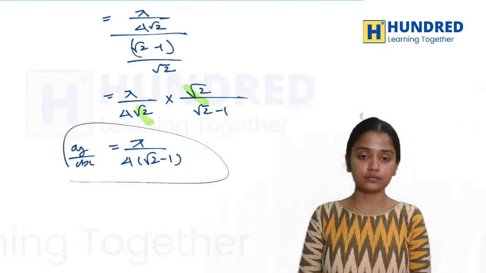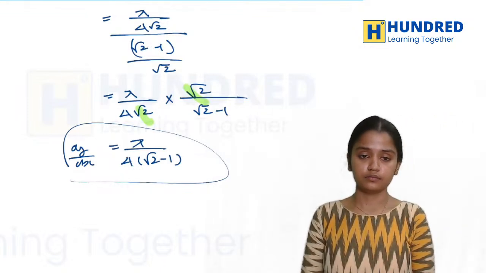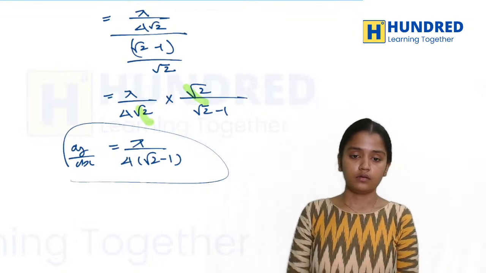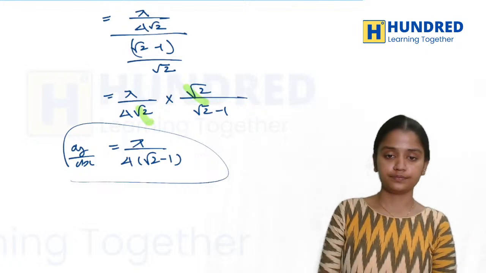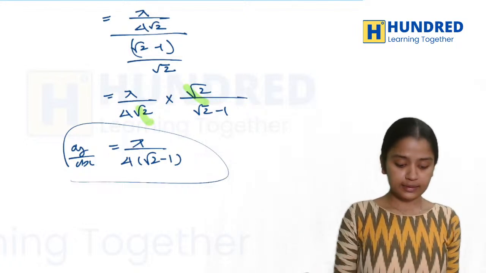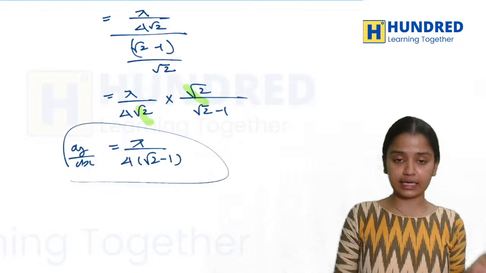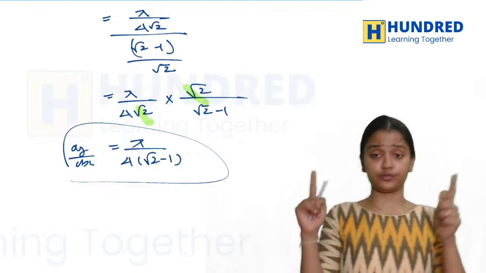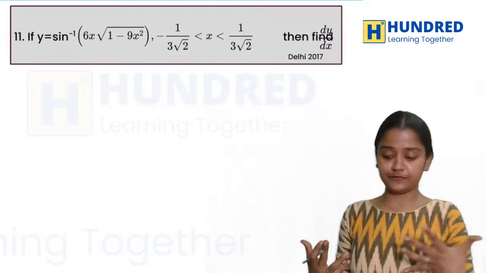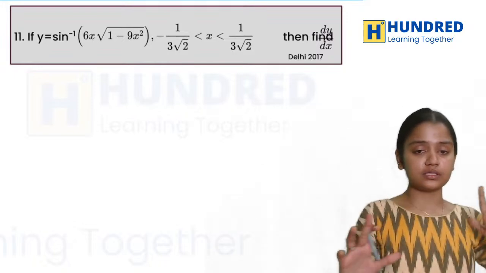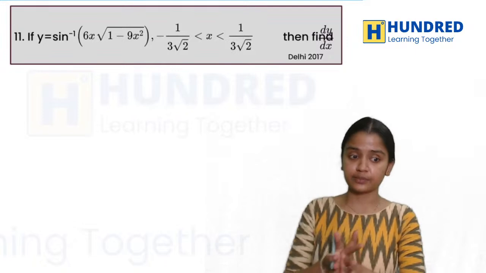Are you guys clear? So yes, are you clear? Okay, so this is direct substitution, nothing else. Now let's go to the next question. The next question looks a little difficult, but it is simply finding dy by dx.